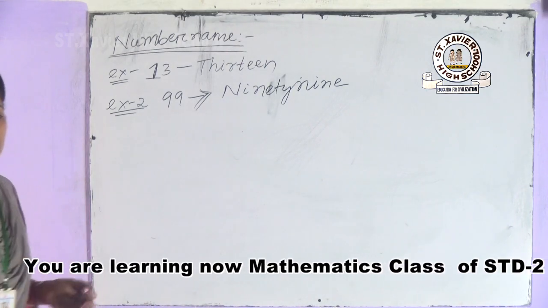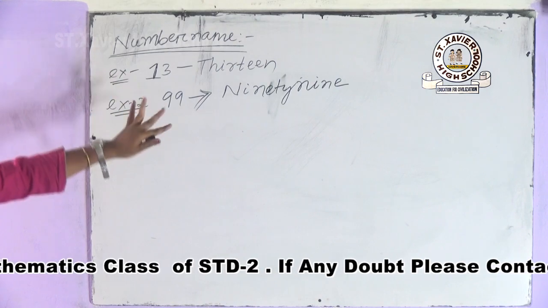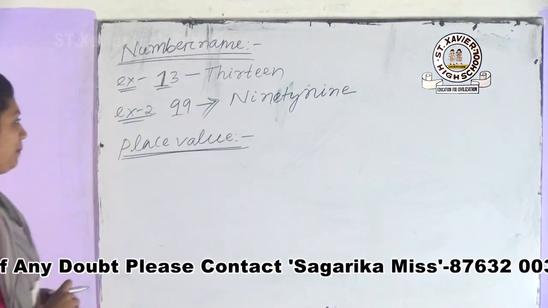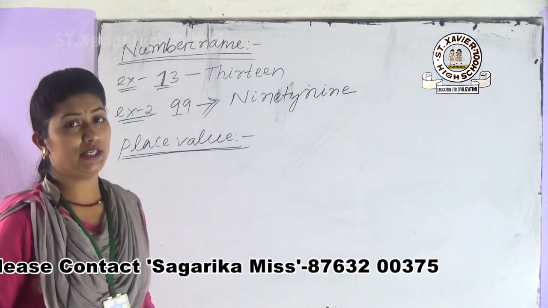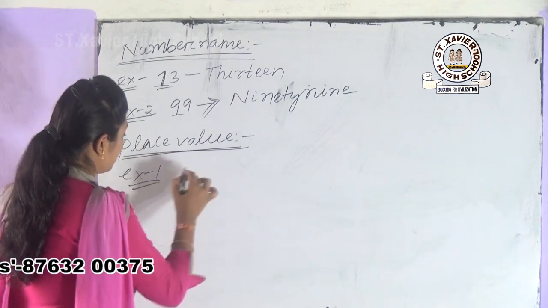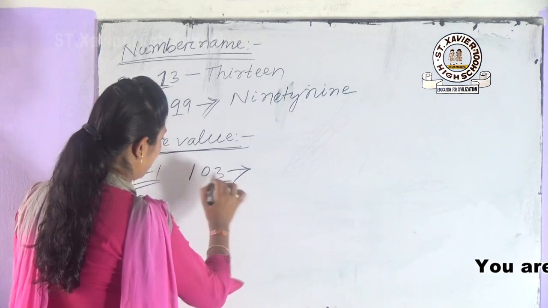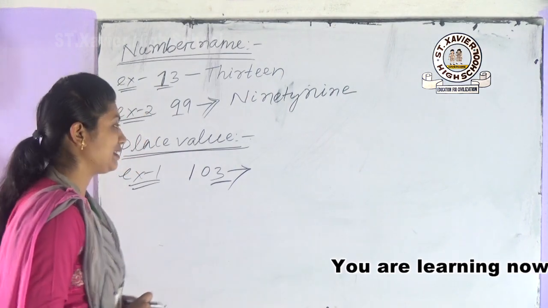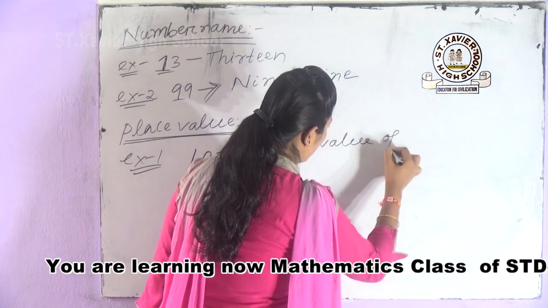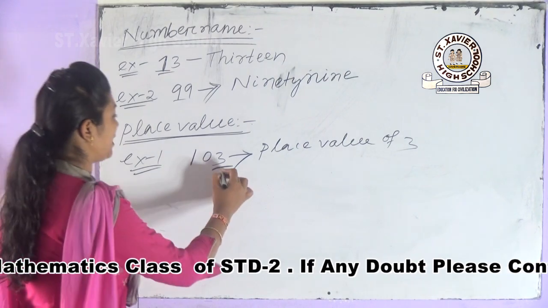Next comes the point. This is how you read the number. Then that is called a number name. Next comes the point, place value. Place value means the value of the digit is called place value. So write down one example. This is 103 and here 3 is underlined. So what is the place value of 3? Okay. So this is your question and you have to write the place value of 3.